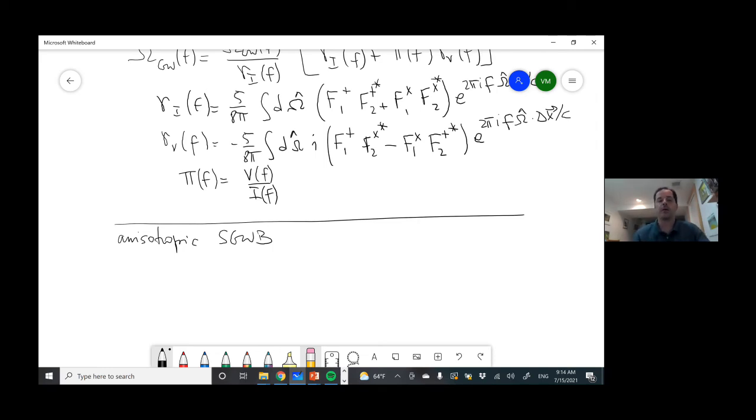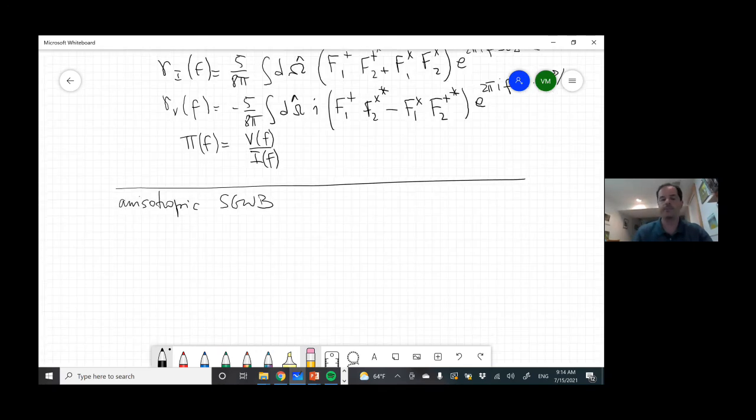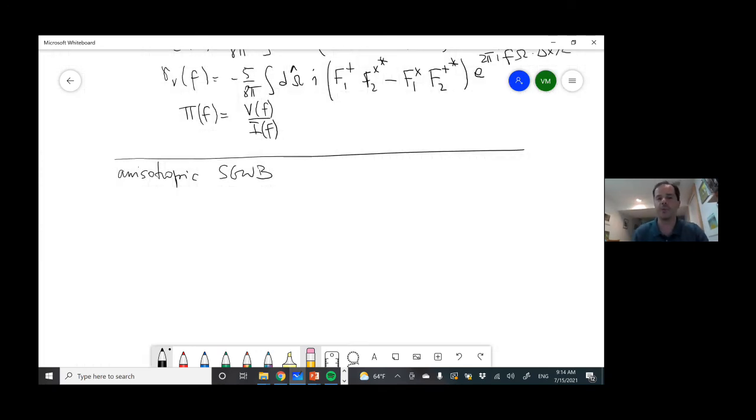Now, mathematically, the starting point is again the same. We go back to the two-point correlation function. So we have H_A star at frequency f and direction of propagation omega, and we multiply it with H_A prime traveling at frequency f prime and in a different direction omega prime. A and A prime again are polarizations, and we're going to write this again. There is a prefactor of 1/4 now.